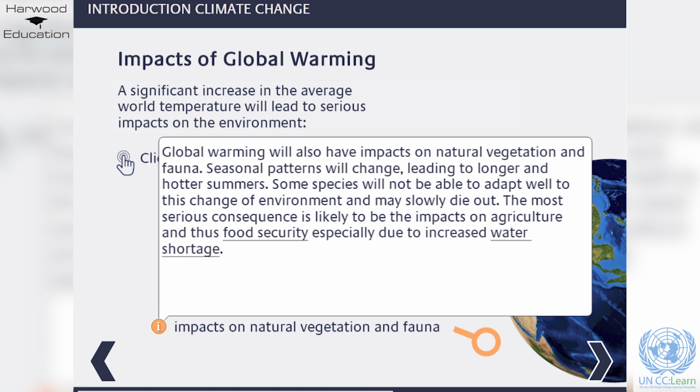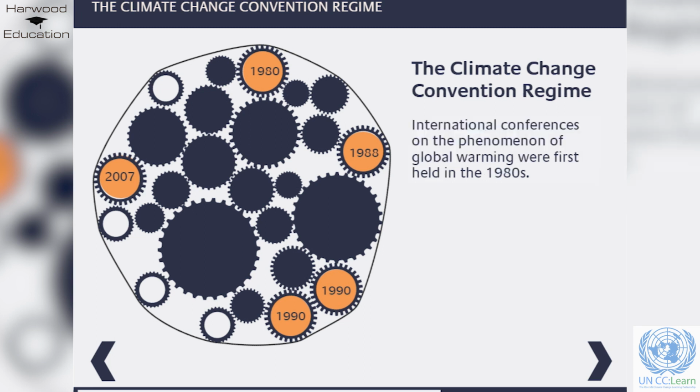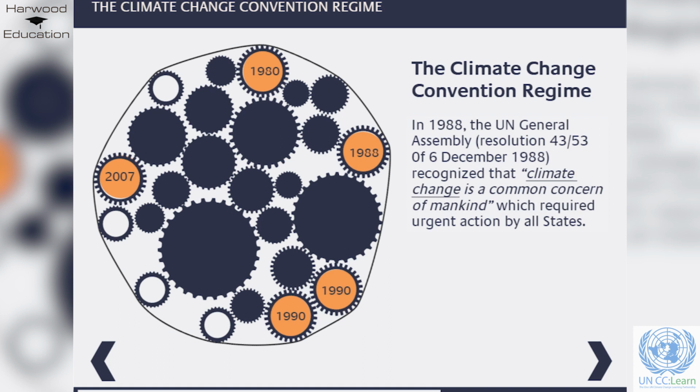The most serious consequence is likely to be the impacts on agriculture and thus food security, especially due to increased water shortage. The Climate Change Convention regime. Let's click on the gears to learn about the negotiation. 1980. International conferences on the phenomenon of global warming were first held in the 1980s.